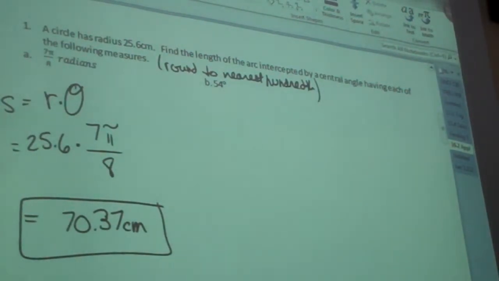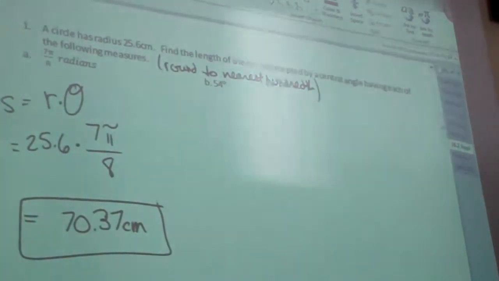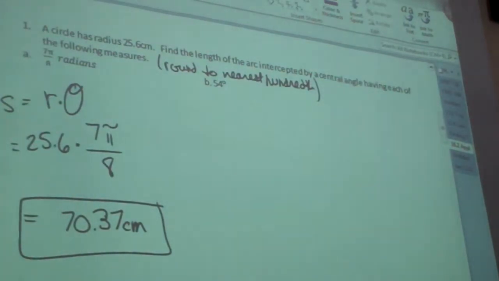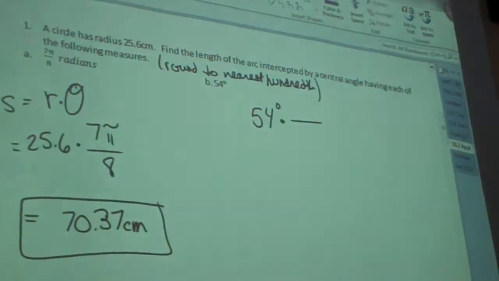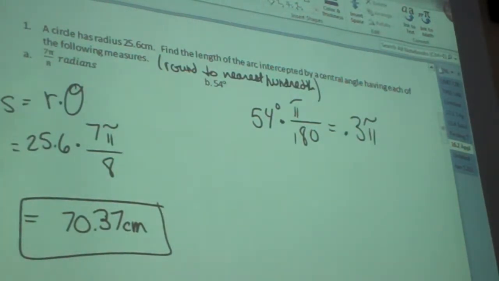Okay, next one. 54 degrees. What we want to do... Oh, you mean on the circle? Yeah, okay. So, you're right, first thing, I want to convert. Do I multiply by 180 over pi or pi over 180? I'm thinking it will be pi over 180. That's 3/10 pi or 3 pi over 10, however you want to reduce that. So that's a radian. So we'll plug it in.